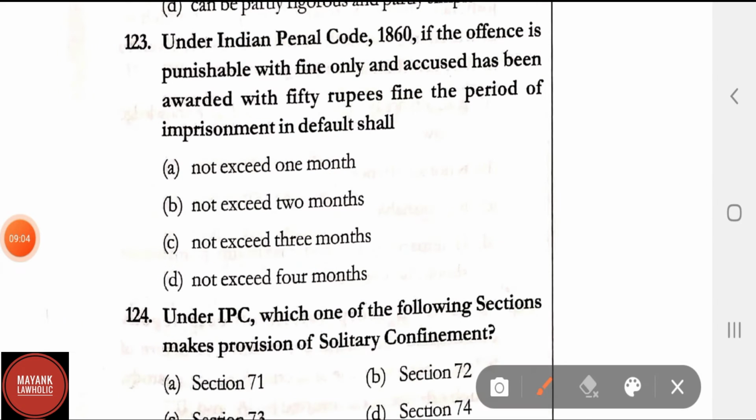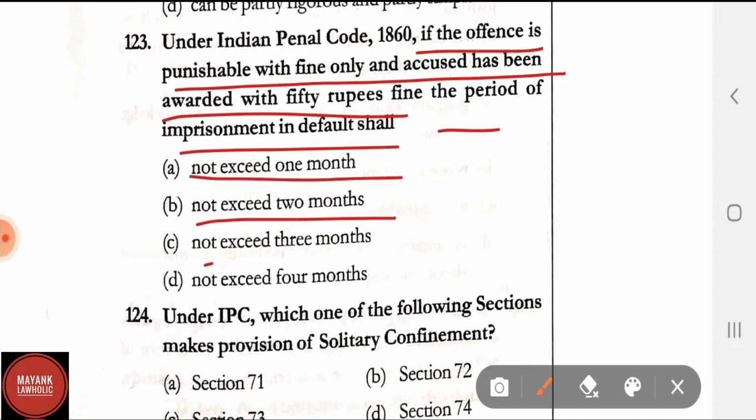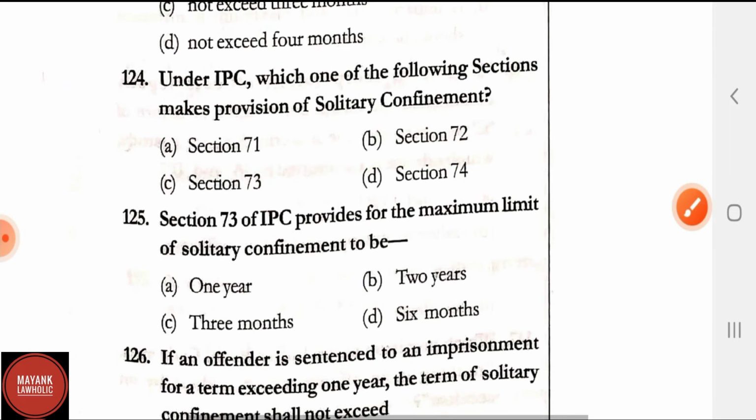Question number 123. Under IPC, if the offence is punishable with fine only and the accused has been awarded with 50 rupees fine, the period of imprisonment in default shall be not exceeding 1 month, not exceeding 2 months, not exceeding 3 months, not exceeding 4 months. Correct answer is option B, that is not exceeding 2 months. Question number 124. Under IPC, which one of the following sections makes provisions for solitary confinement?